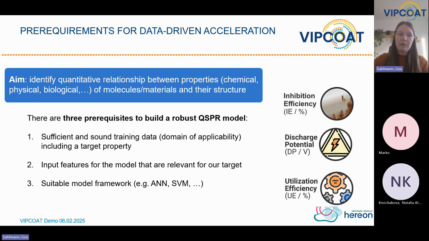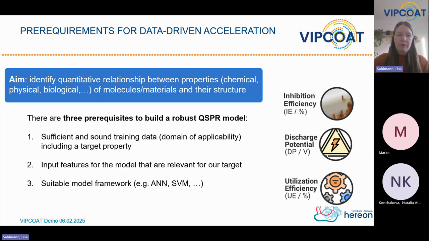So our goal was to identify quantitative relationships between the properties of the molecules and their structure. In our case, properties means that they are suited for corrosion protection of our metal, the aluminum alloy 2024. And about the structure, I will go into that in a second, what we mean by that, how we quantify that. For a robust machine learning model, it is called a quantitative structure property relationship model, QSPR model.